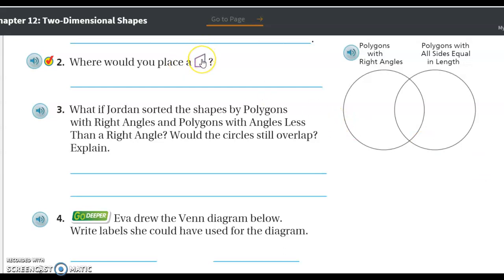So where would I put it? It does have right angles. I should just drag it over here, but I can't. I've got to draw it. Does it have right angles? Yes, it actually has 2 of them. One here and one there. Does it have sides of equal length? It does not. So this shape would have gone on that side.